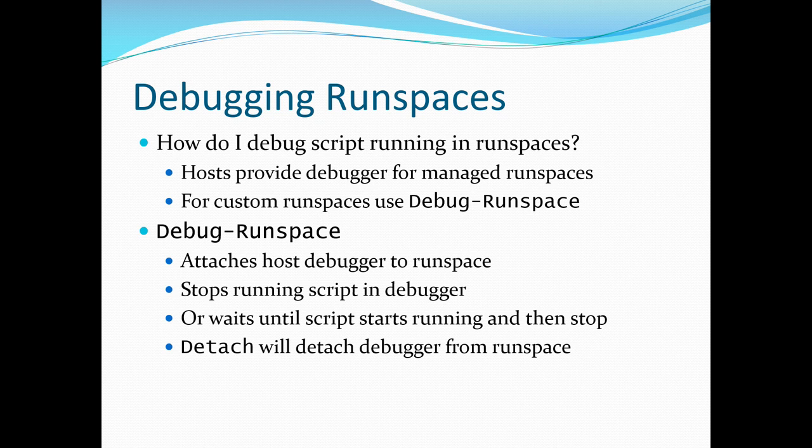And so the solution is, there's a new cmdlet called Debug-Runspace. It's very similar to Debug-Job. Again, it attaches the host application debugger to the runspace. If that runspace is running a script at the time, it will stop the script and break the script into the debugger. If the runspace is not running a script at that time, the debugger will still remain attached to it and wait for a script to run. As soon as a script runs, then it will drop into the debugger.